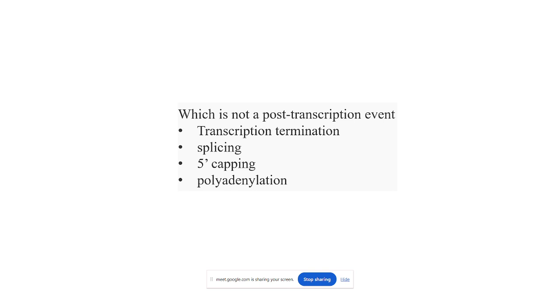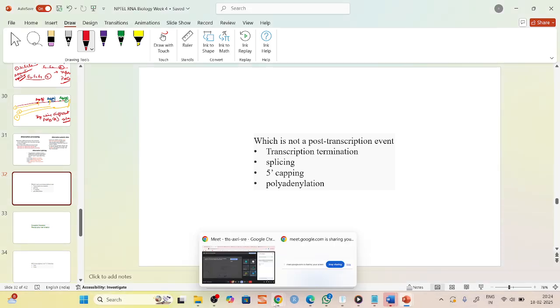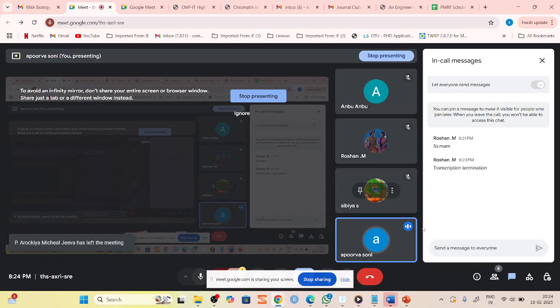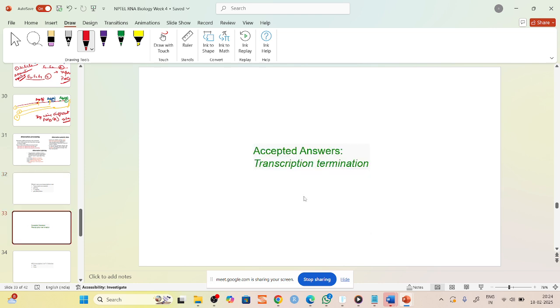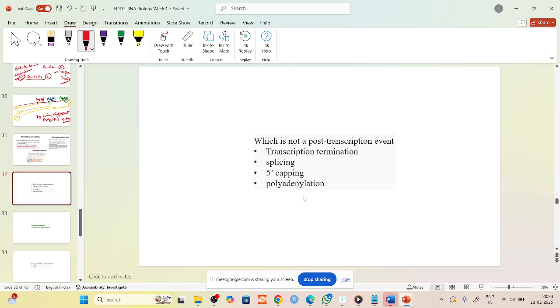Okay, now I'm switching the screen. Let us see what you have answered. Roshan has answered transcription termination. So, which is not a post-transcription modification? Yes, the correct answer is transcription termination, because transcription termination is one of the events that occurs during transcription.